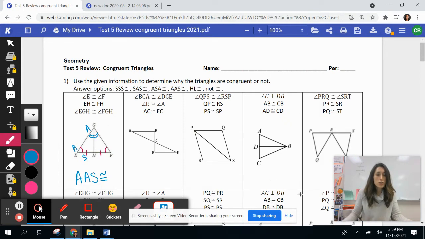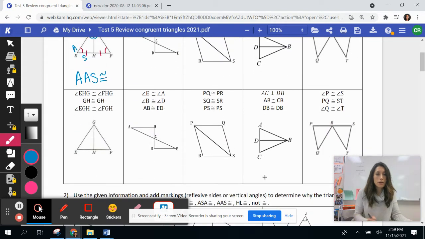So go ahead and try this problem here on your own. Add all the congruent information to the diagram, and then determine why are the triangles congruent.